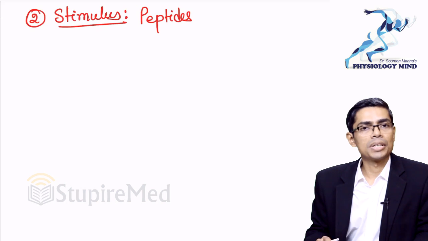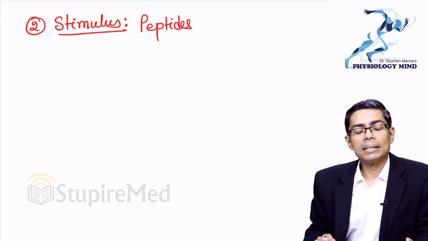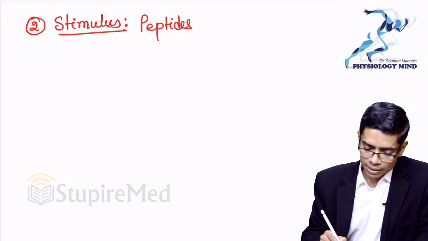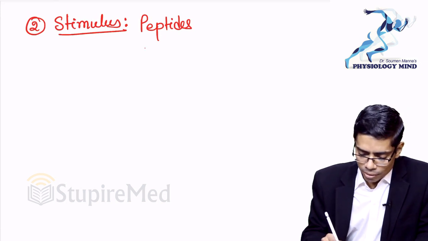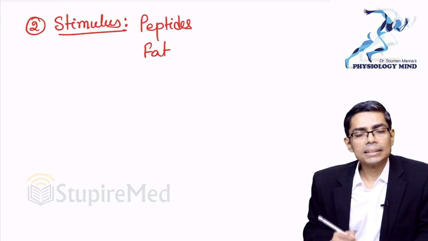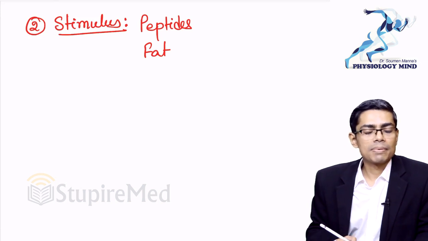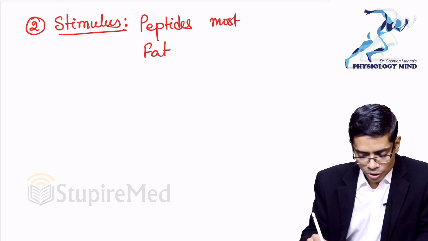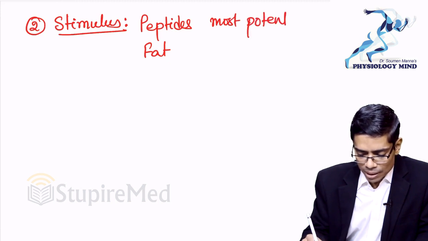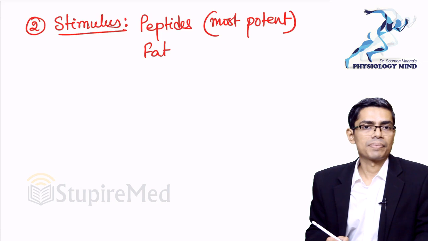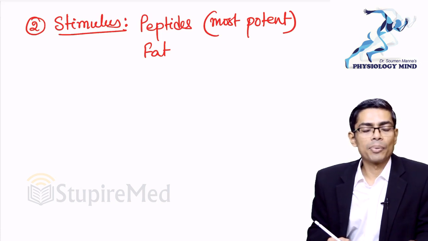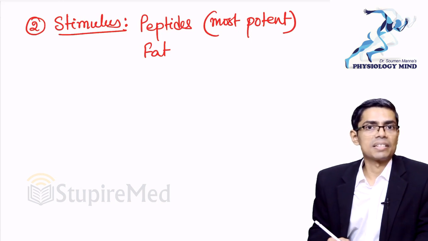Peptides, protein digestive products, are the most potent stimulus for CCK. Apart from that, we also know that fats are a potent stimulus for CCK, but not the most potent. So if your question is the most potent, then your answer is peptides. But fat can also stimulate CCK, provided that fat is digested partially.